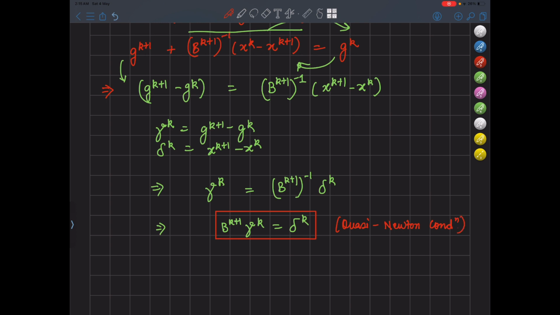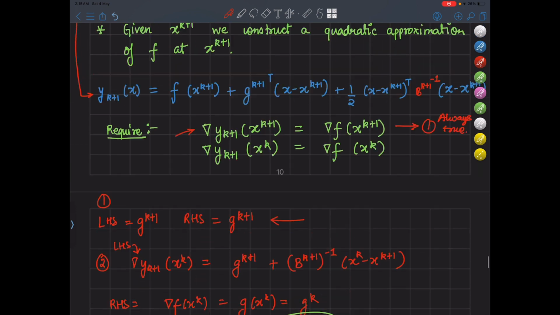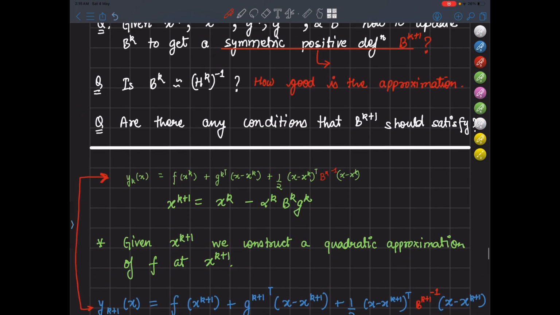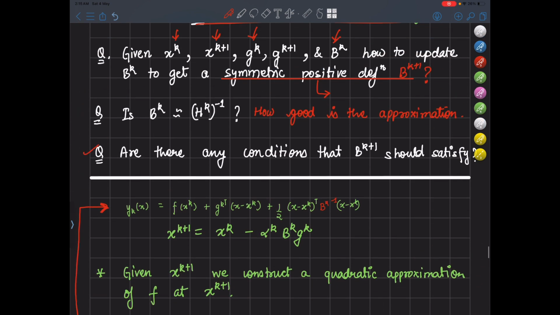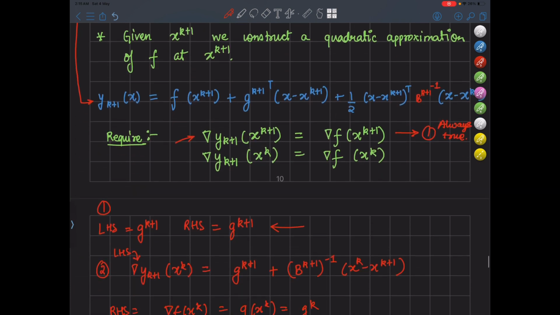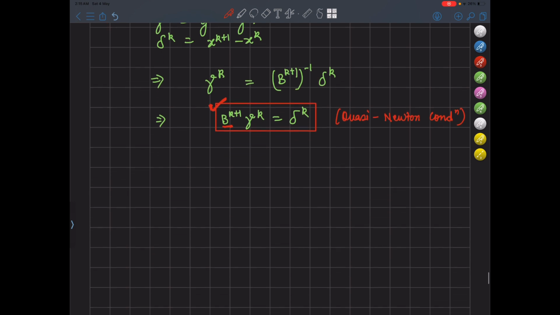So this is the condition that bk plus 1 should follow. While updating bk, the new bk plus 1 should always follow this relation. This answers the third question that we asked: are there any conditions that bk plus 1 should follow? This is that condition, called the Quasi-Newton condition.